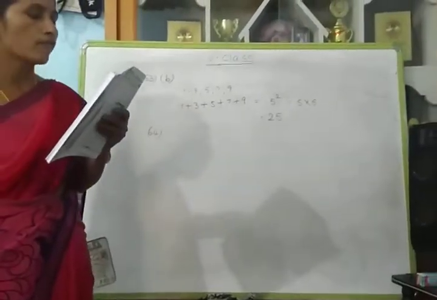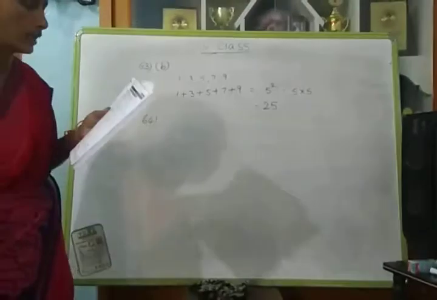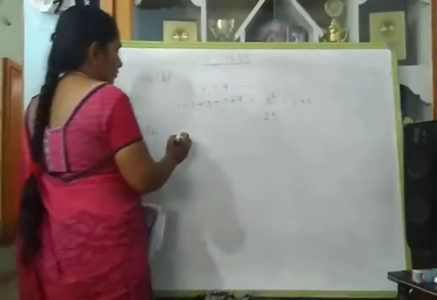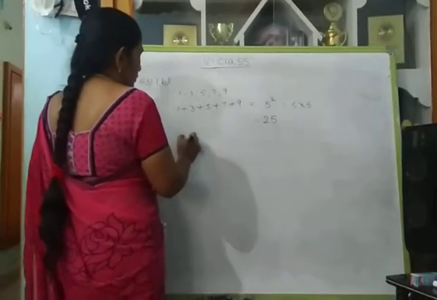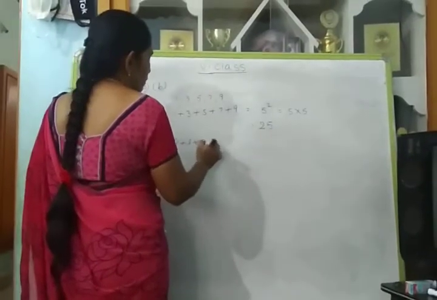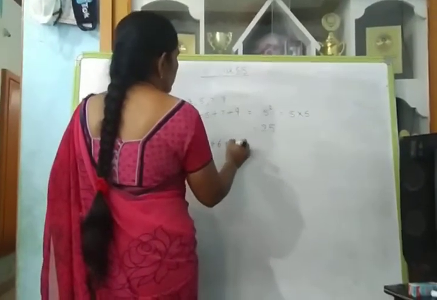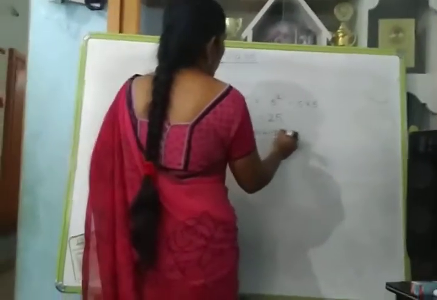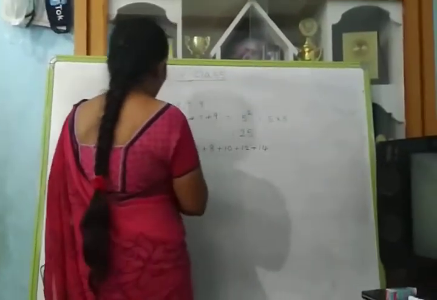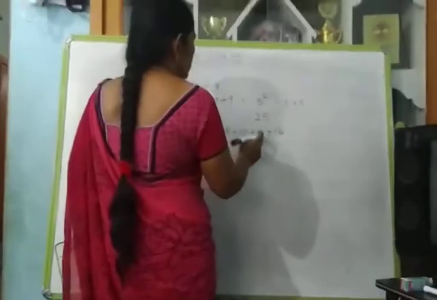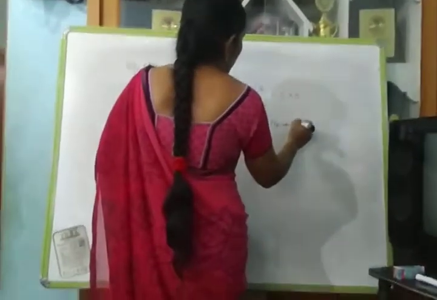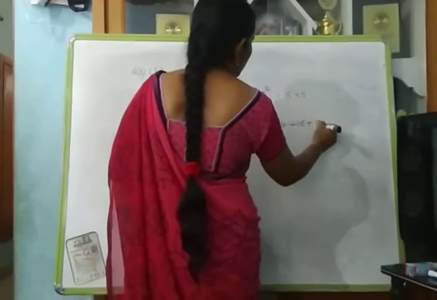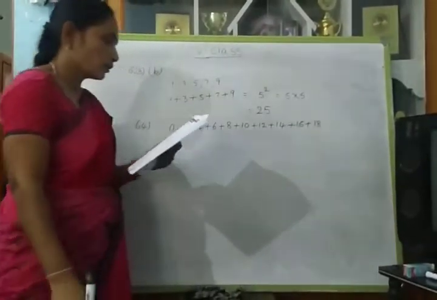64th one. Sum of first 10 even natural numbers. First 10 even numbers: 0 plus 2 plus 4 plus 6 plus 8 plus 10 plus 12 plus 14. 1, 2, 3, 4, 5, 6, 7, 8, 9, 10. So what will you get?